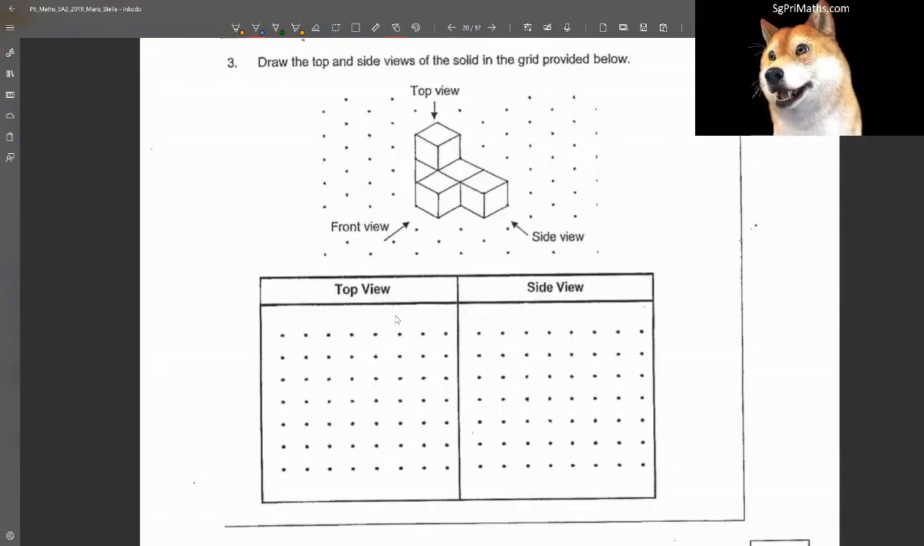Question 3. Draw the top and side views of the solid in the grid provided below. So the top view is here. Okay, so let's label this. You can see it is 2, 3, 4. Because this is a front view looking from this view. Your top view, 1 will be here, 2 will be here, 3 will be here, 4 will be here. So the blocks will look like this.